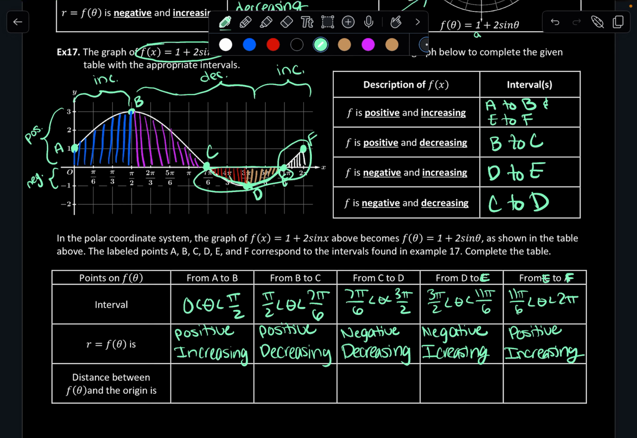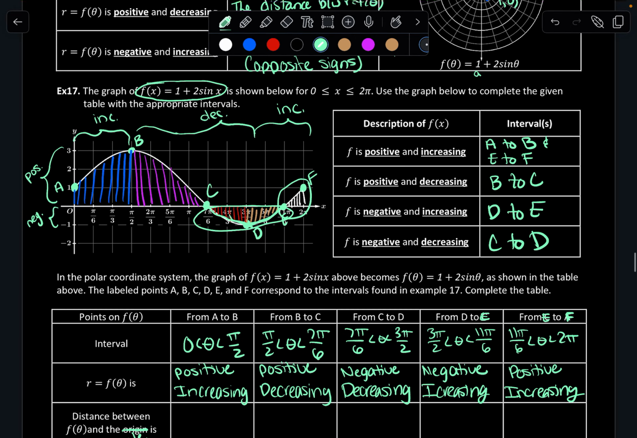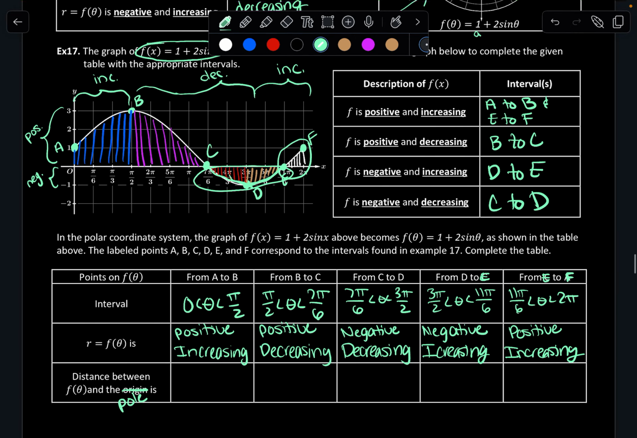So now we can take a look at these two combinations within each interval and determine the distance between F and the, that should say, pole. I guess it depends on what graph you're using. I'm going to just refer back to the pole. Positive and increasing means that the distance is increasing. We have a positive for outputs and positive for slope. From B to C, we see that it's positive and decreasing. Therefore, the distance between F and the pole is decreasing.